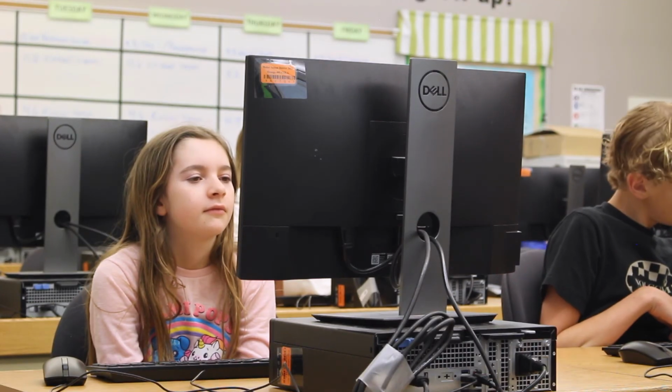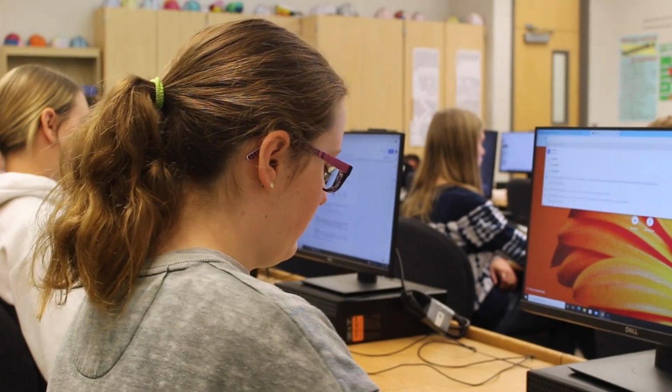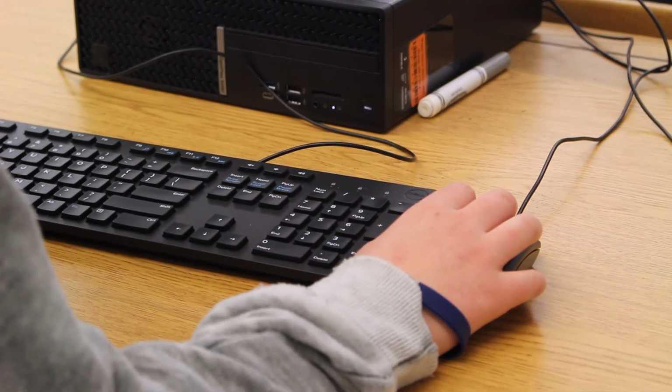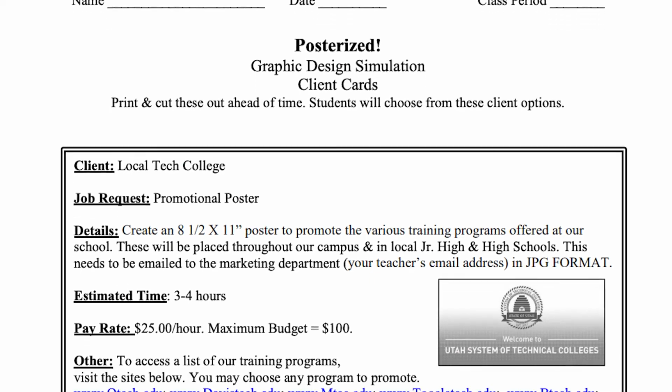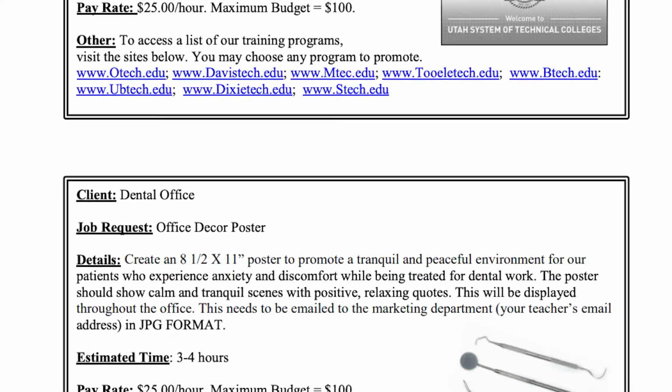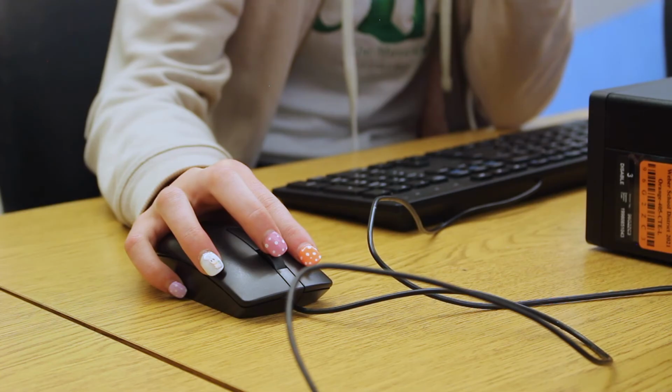The project that we're currently working on is to promote something. The one that I chose was to promote a band. I'm going to be creating a poster almost as if they are going to be performing at a venue. The poster that I'm doing is for a dentist's office, and it is to make people less anxious or nervous for what they're going to do.